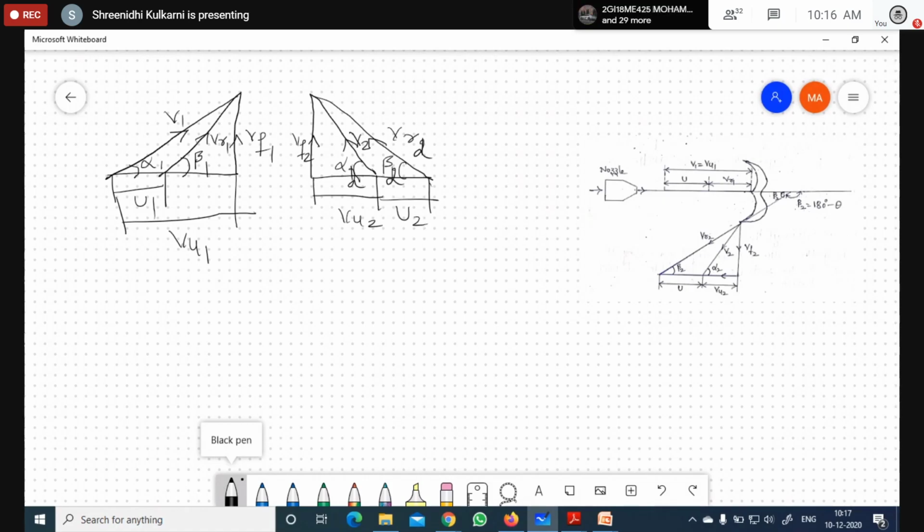Do you have any doubt in this inlet and outlet velocity triangle? Student: Angle should be 0, no sir, alpha 1? No, I'm writing the general form. I have not yet entered into the Pelton wheel. So this is the general inlet and outlet velocity triangle, right? Yes, sir. Now I will come to the Pelton wheel.